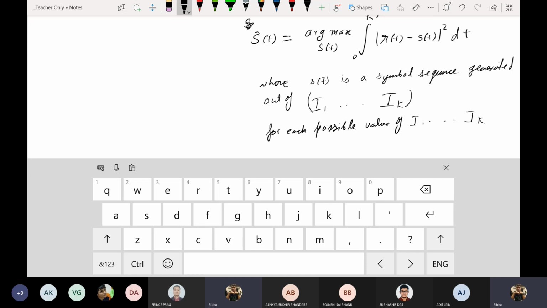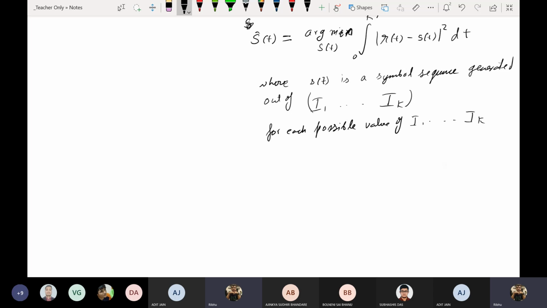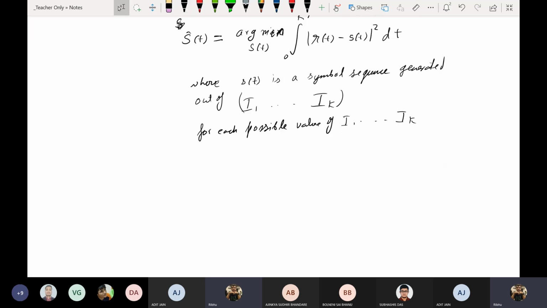Agreed? So shouldn't we try to minimize the integral? Oh, sorry, minimize this distance. My bad. Yeah, minimize the distance. Fine. So now we want to minimize this distance.